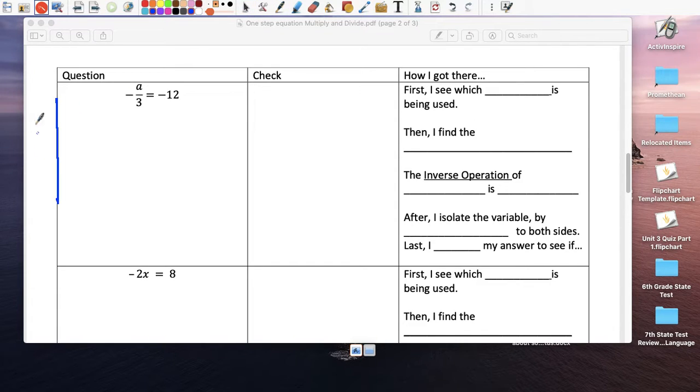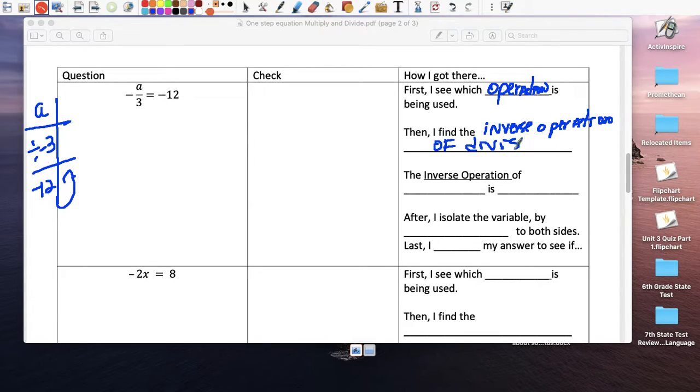Here's my story. My variable is a. It's being divided by -3. Gives me -12. So first I see which operation is being used. Then I find the inverse operation of division. Right, so what's the opposite of division? It's multiplied by -3. So line here, this is my left, and here's my right.